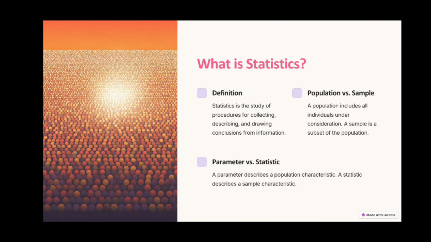Now, we have the parameter and statistic. Anytime I'm talking about parameter, I'm referring to population. And anytime I'm talking about statistic, I'm talking about a sample. So a parameter describes a population characteristic, while a statistic, look at this, does not have S. A statistic describes a sample characteristic.